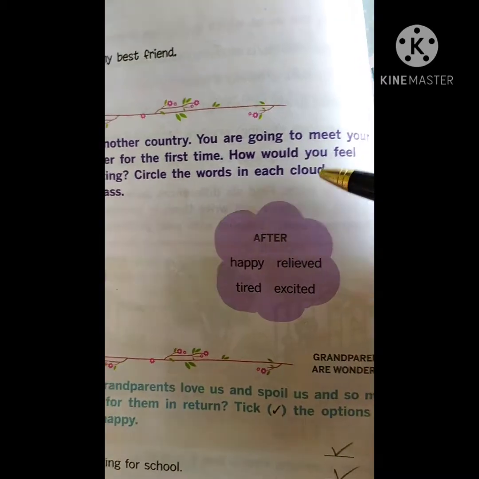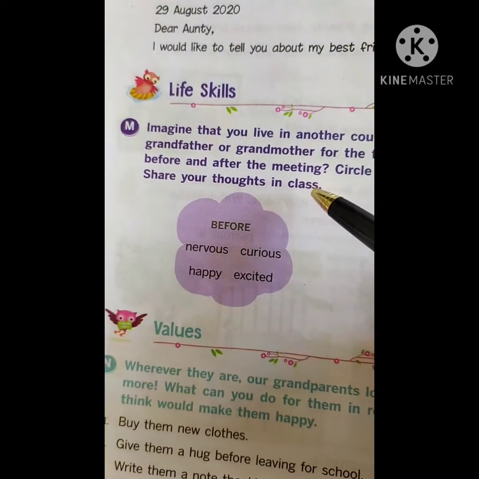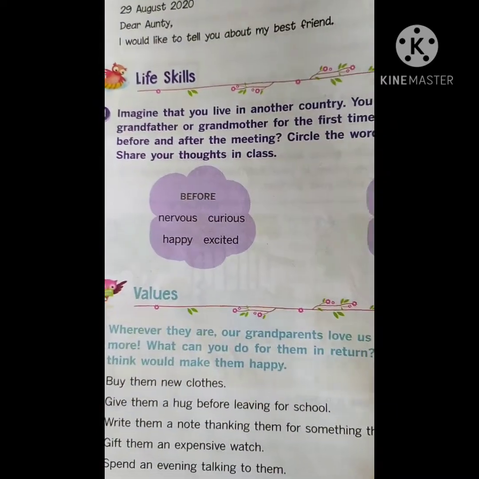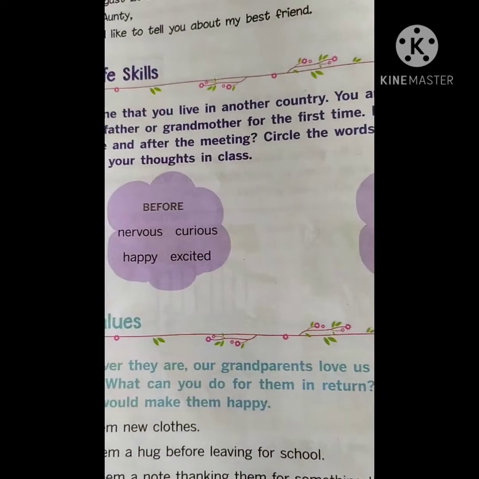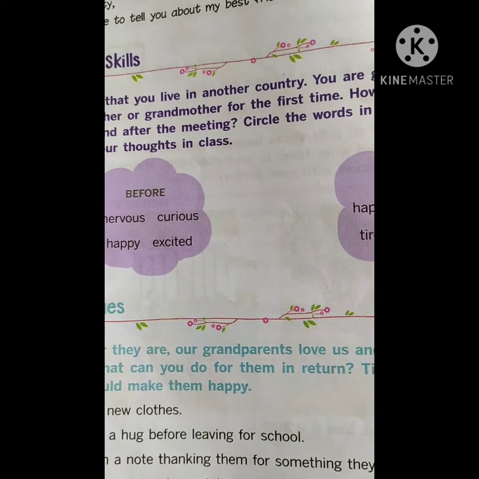Circle the words in each cloud. Share your thoughts in class. Just imagine how you felt before and how you felt after. This is also homework. You just need to circle it.